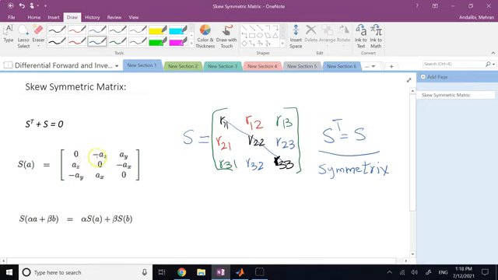But if, on the other hand, the elements that are mirror image of each other with respect to the main diagonal are negative of each other, as you can see, and also the elements on the diagonal are 0, then we call it anti-symmetric or skew symmetric, which means instead of S transpose being the same as S, S transpose is actually negative of S.